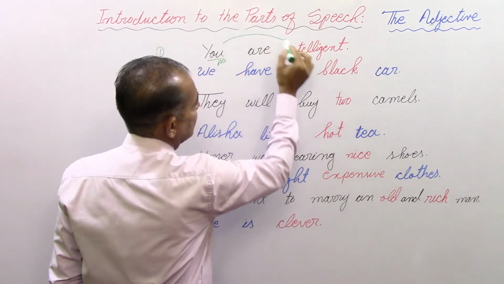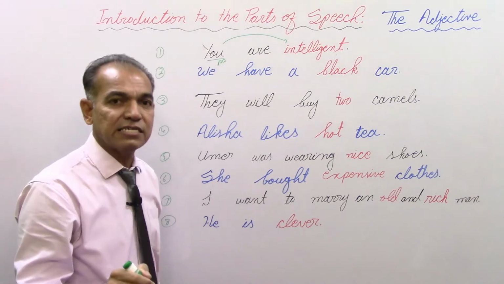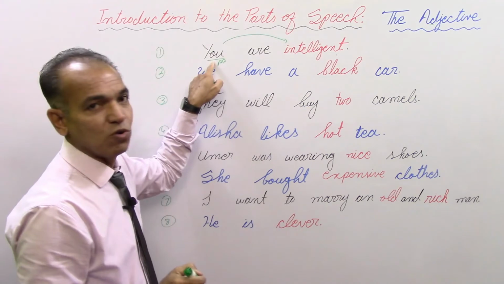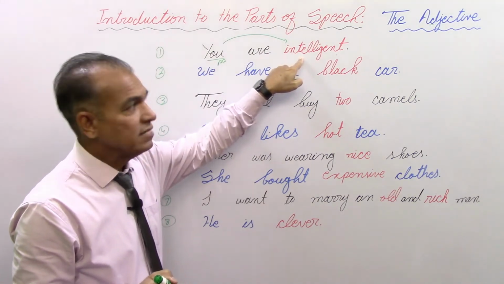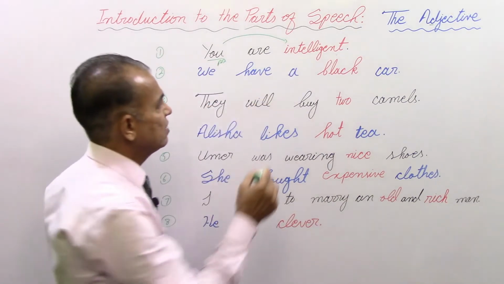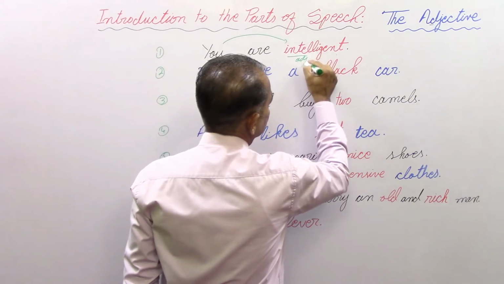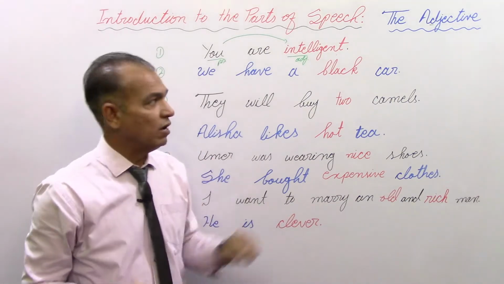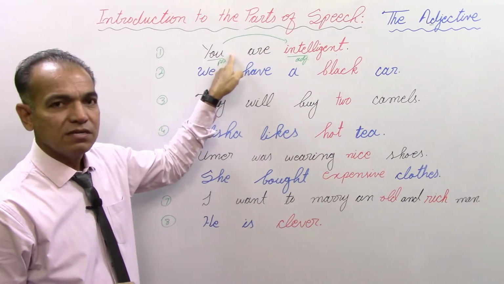So, if you want to provide extra information about this pronoun, what will you do? You will use the word intelligent. This word intelligent has given some extra information to the listener about this pronoun. So, as this word has provided some extra information about a pronoun, we will call this word an adjective. Why? Because adjective is a word that gives some extra information about a noun or pronoun.